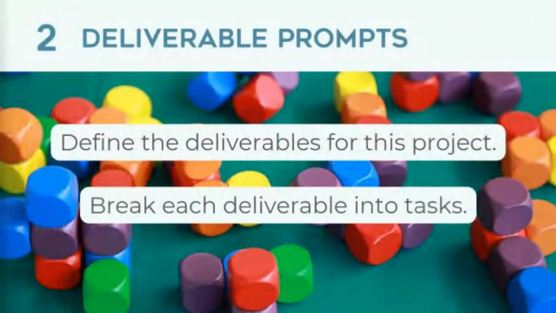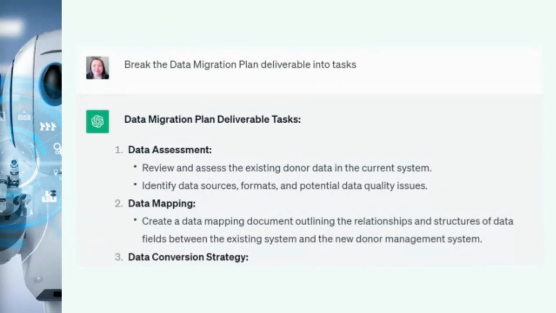And so then another thing I could do was ask it to break each of those deliverables, or a specific deliverable, into tasks for me. And so it had a data migration plan deliverable listed. As an example, we could prompt it to break that deliverable into different tasks. And so that got me a list of 16 tasks. It gave a lot of information about those tasks.